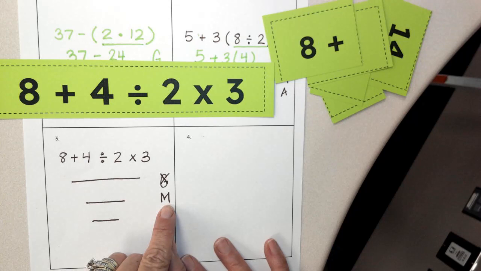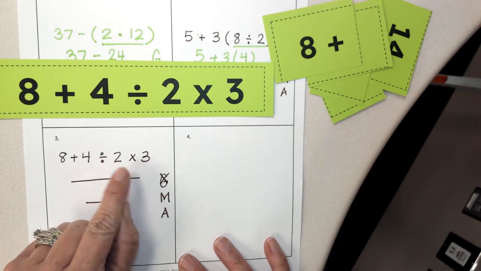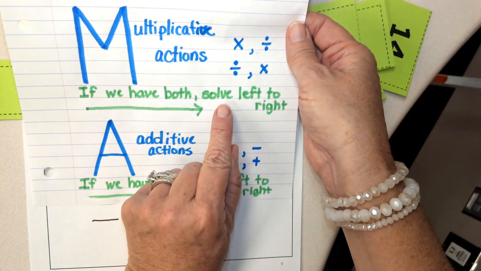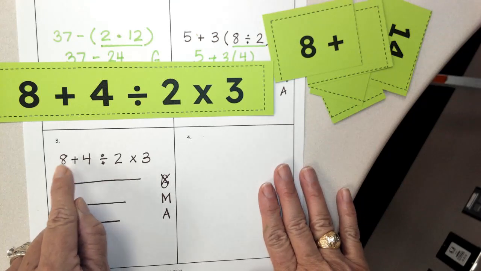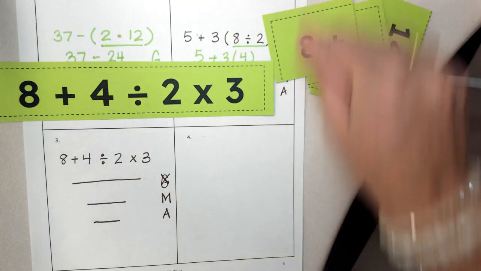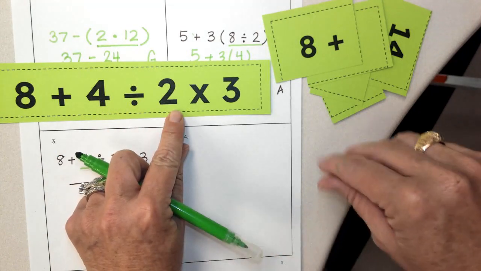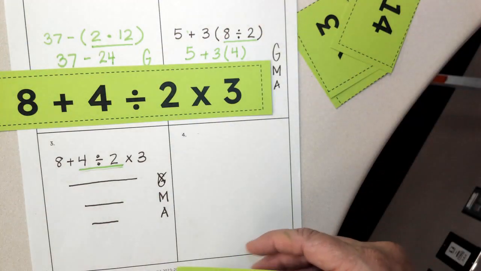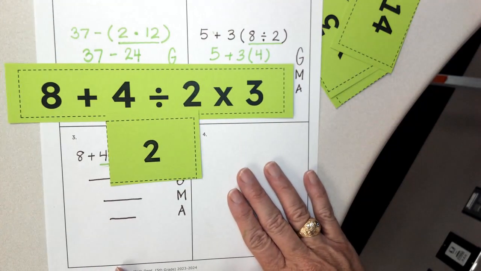So the next thing in my lineup would be multiplicative actions. I see division and I see multiply. Whenever I have both, I have to think about which one I see first when solving left to right. I started at the left, I moved to the right, and I see that 4 divided by 2 is the first thing that I want to do. So 4 divided by 2 is going to give me the number 2. I'm going to put that into place right there in the middle.